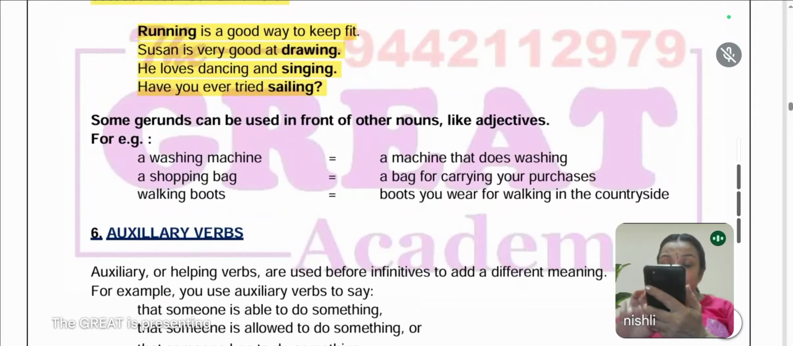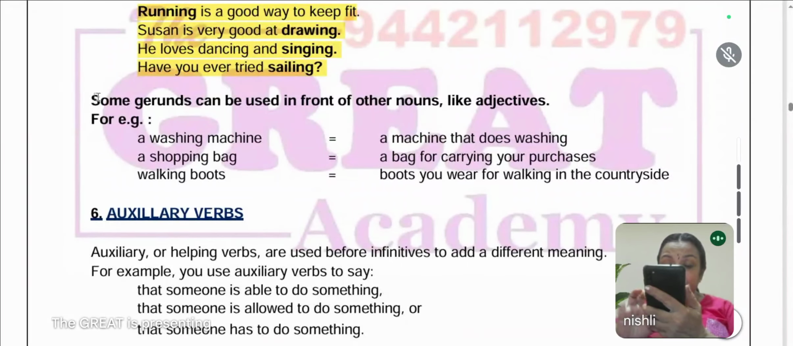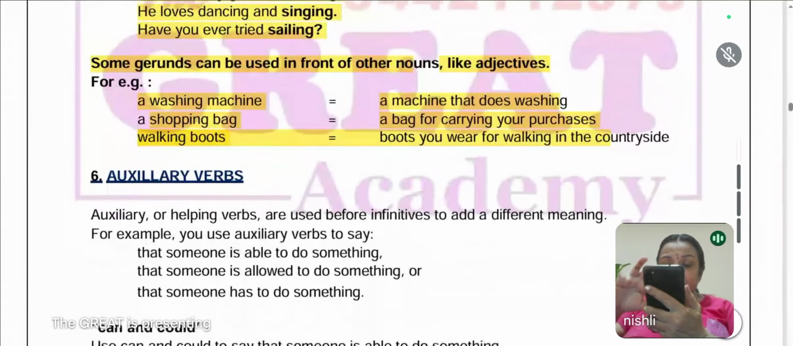Some gerunds can be used in front of other nouns like adjectives. A washing machine, a shopping bag, walking boots. A machine for washing is called a washing machine. A bag for carrying your purchases is called a shopping bag. Then boots you wear for walking in the countryside.